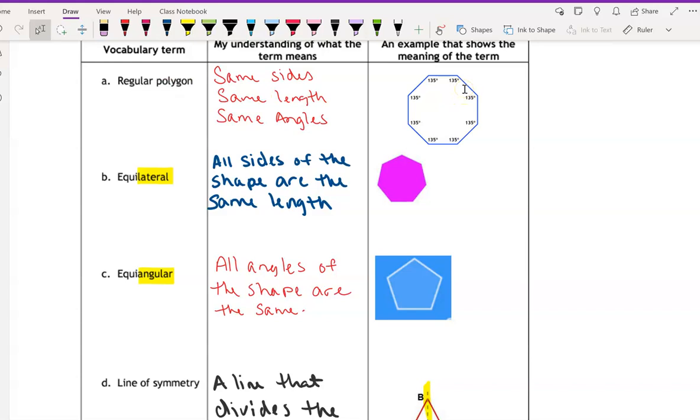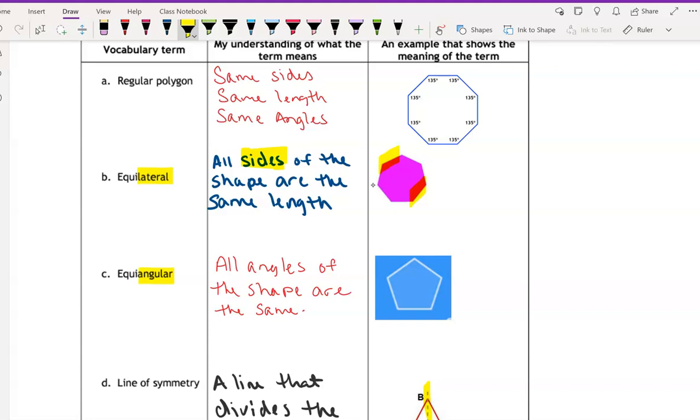It can be any shape. It could be a triangle, and if the sides are the same length and the angles are the same, then it would be called a regular polygon. So the way you can tell the difference between an equilateral and an equiangular is the lateral is only talking about the sides. All sides of the shape are the same length, just the sides. So if you look at this purple polygon, this is the same as this, and so on all the way around.